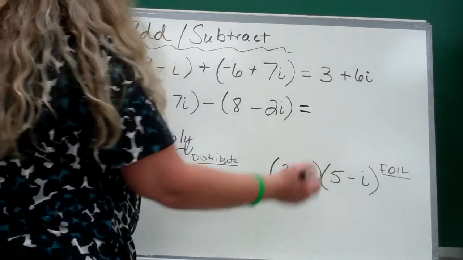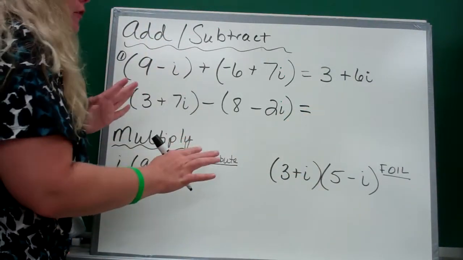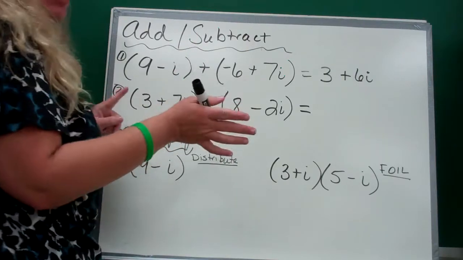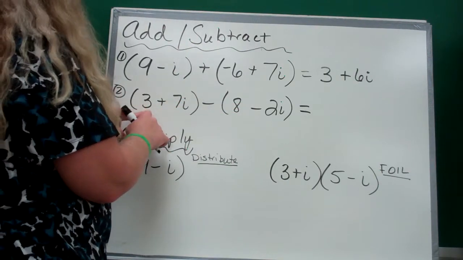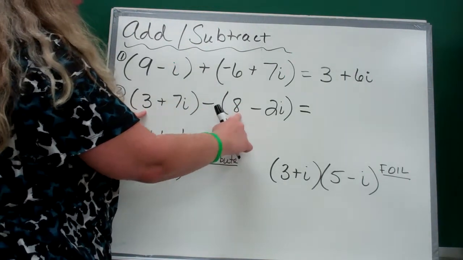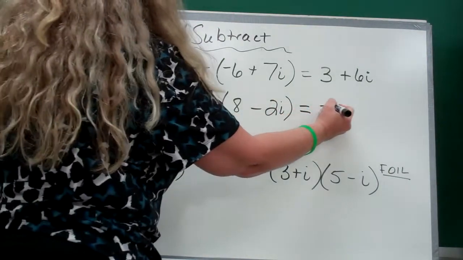With subtraction, you have to be much more careful. You're going to do the same thing. 3 minus 8, well, that's negative 5.